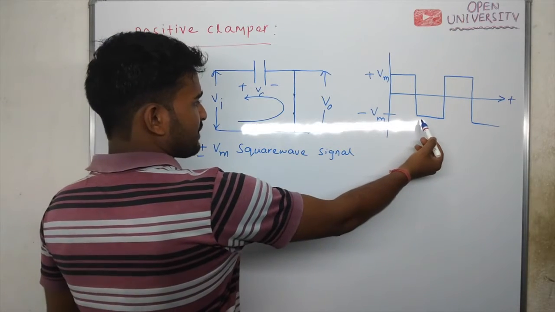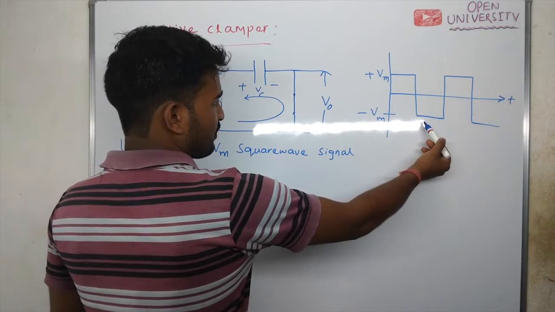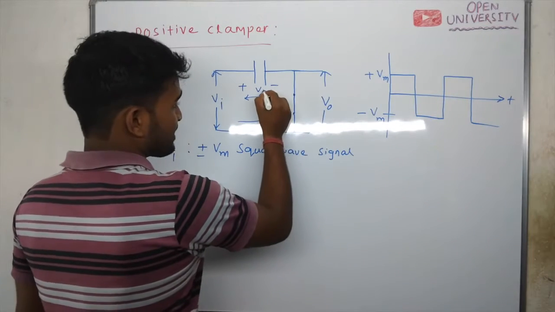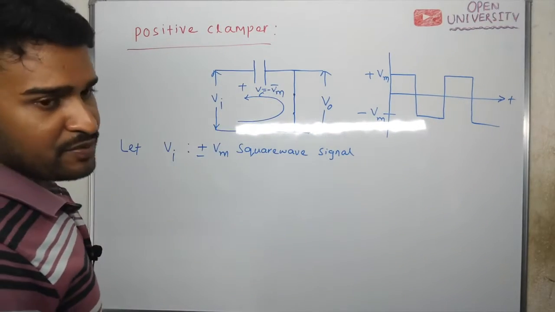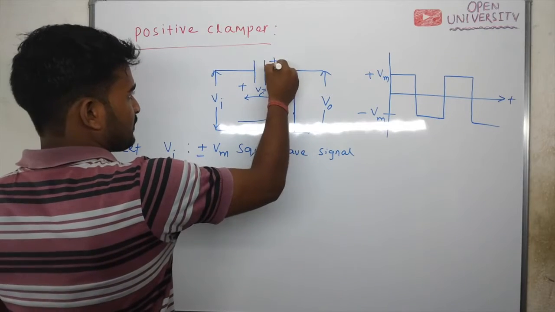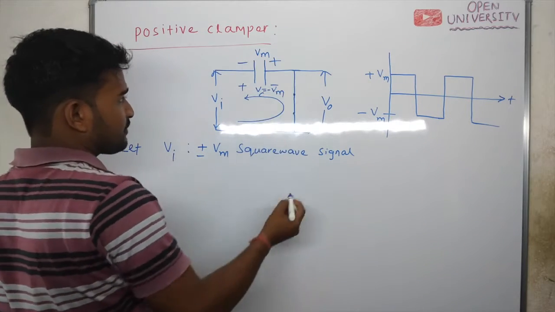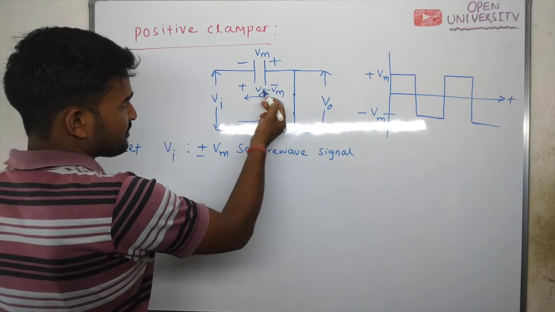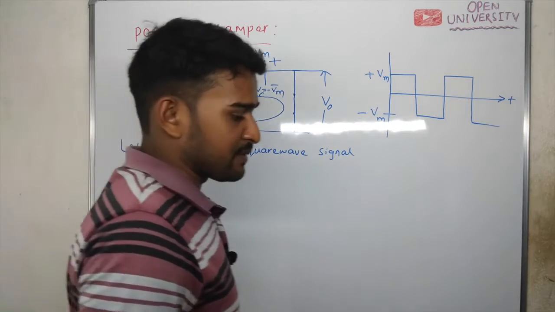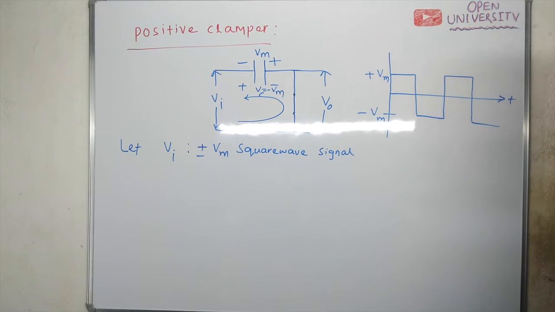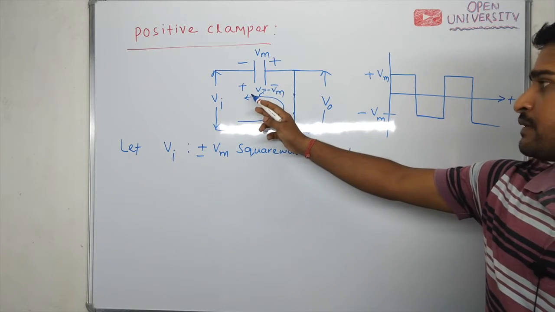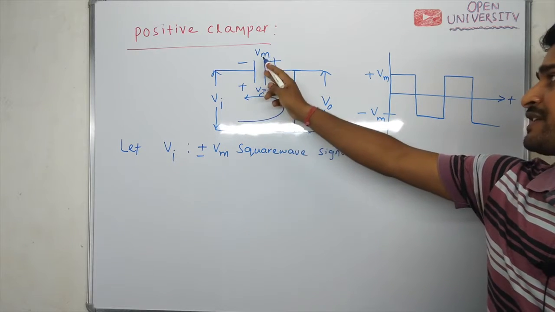During the negative half cycle, the capacitor can charge up to what? The maximum value of input, minus Vm. So the voltage across the capacitor is minus Vm. This Vc is minus Vm. You can say this voltage minus this voltage will be Vm. If this side voltage is plus and this is minus Vm, then plus minus this will be plus Vm. So the capacitor will charge in this way, the current will flow in this way, and the capacitor voltage will increase up to the maximum value of input voltage, that is Vm.